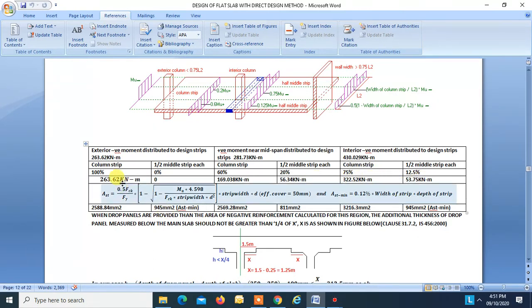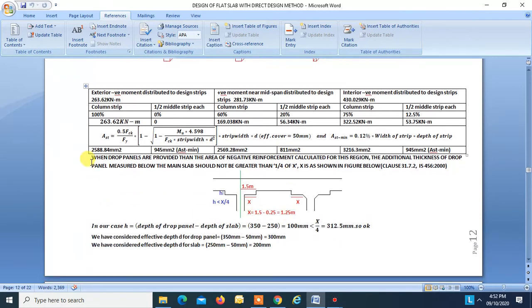Once you know the moment, you can use this formula for finding Ast. This is how the Ast is found over here. But please remember, if this Ast is found to be less than Ast minimum, then you have to provide Ast minimum. When the drop panel is provided, then for the area of negative reinforcement calculated for this region, the additional thickness of drop panel measured below the main slab should not be greater than x by 4, 1 by 4 of x. So this is x in our case, which we know is 1.5. So (1.5 minus 0.25) divided by 4 is equal to 312.5.